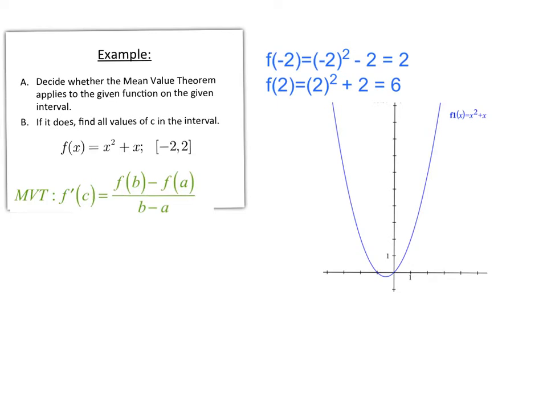Here's a graph of the parabola. I'm going to plot the points (-2, 2), which would be about here. It's a little hard with this. And (2, 6), which is about here.